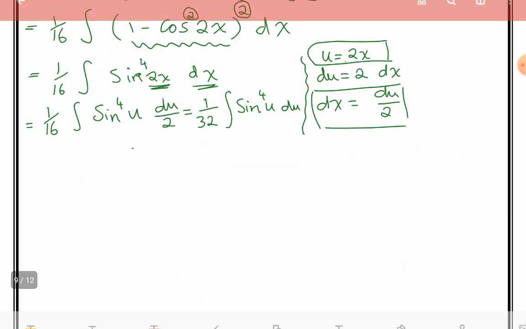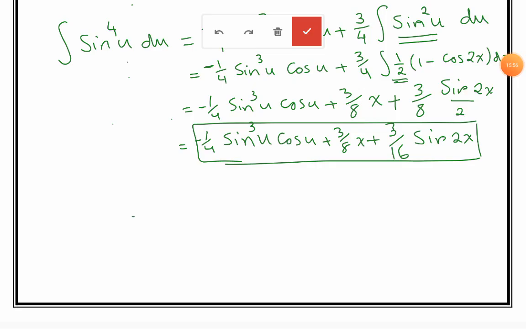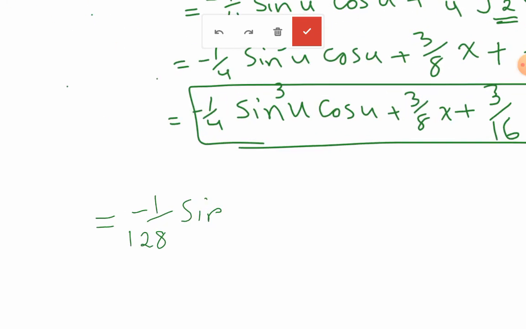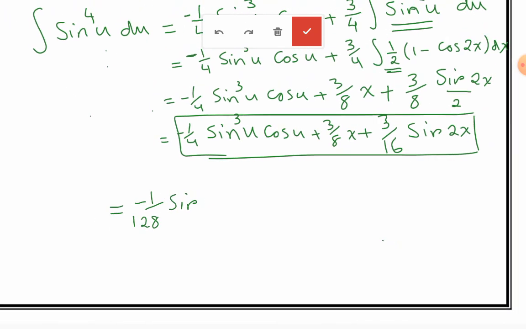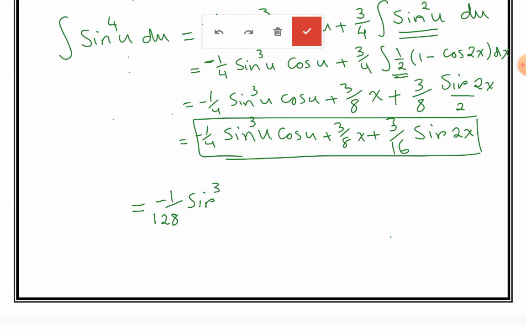Don't forget to multiply this answer by 1 over 32. Finally, I'm going to multiply my answer by 1 over 32, which gives negative 1 over 128 sine to the power of 3, and u is 2x, cosine 2x, plus 3 over 8 x.